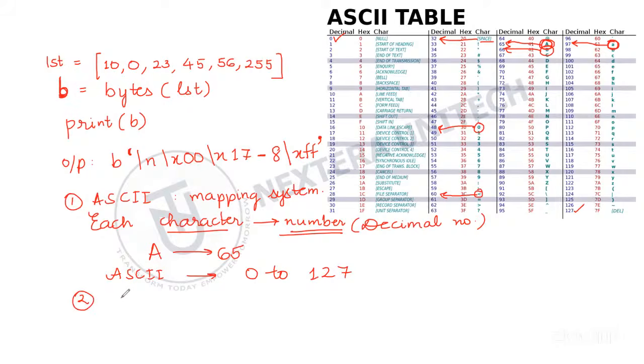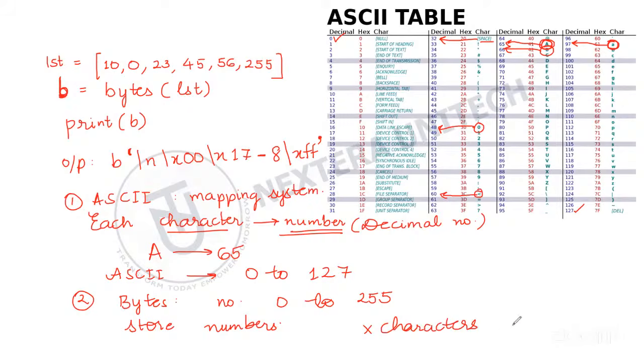Now let us know what is bytes. It's just a number from 0 to 255, right? What bytes does is store numbers, not characters, just numbers. Your bytes will store numbers and not the characters. So how can you map these both? ASCII numbers are from 0 to 127 and your bytes values are from 0 to 255, right?